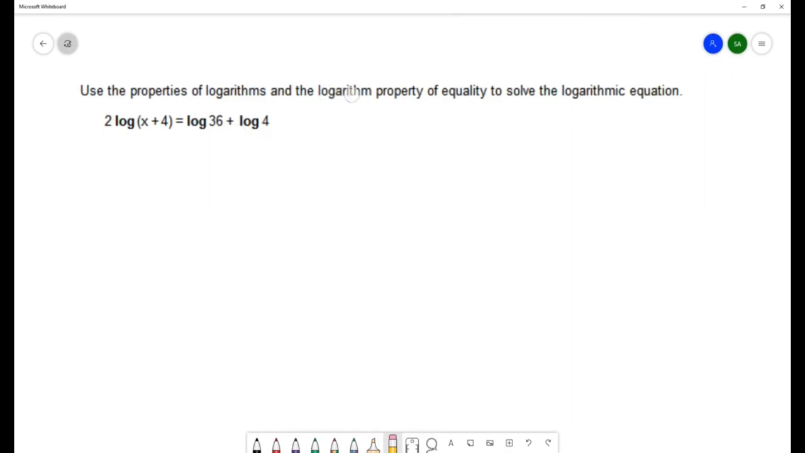If we want to use the property of equality, we need our equation to fit a certain format. And that format is to have log base b of some expression equals log base b of some expression. So the key part is having log with the same base on both sides of the equation. Now we do have log, and there's no base specified, so this is base 10, and that same log on the other side.